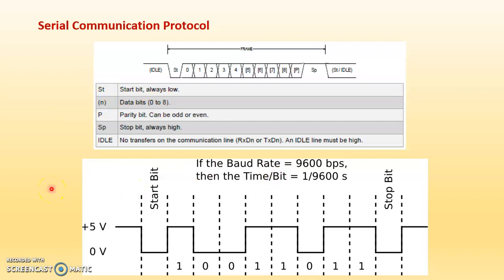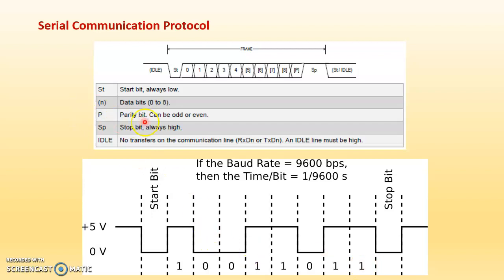Whenever the data is transmitted serially, this protocol has to be followed. Start bit is always low, so whenever the start bit becomes low, it will allow to transmit data. The data bits from 0 to 8, if it is 1 character, so 8 bits will be there. So for example, 8-bit data you considered.